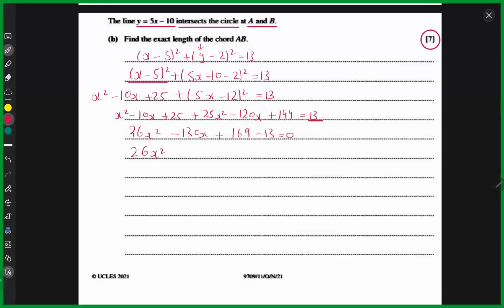26x squared minus 130x plus 156 equals 0. Now I can take 2 common, or I can even take a bigger number common. Let's see, let's take 2 common for now. It would give you 13x squared minus 130 divided by 2 would give you 65x.